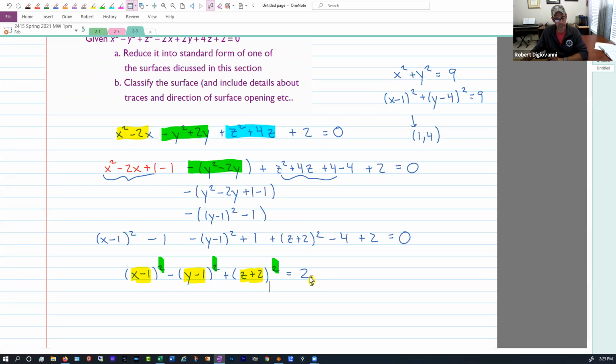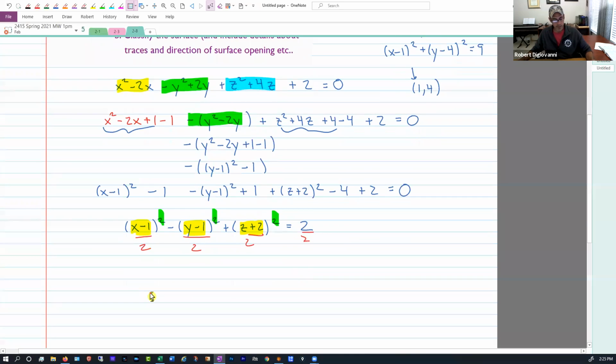What do y'all think? You just divide it all by two to get the one. Okay, so let's do that. Let's divide everything by two. Two here, two here, two here, two here. And so now we have (x minus 1) squared over, I could look at that as being root two squared, minus (y minus 1) squared over, again, root two squared, plus (z plus 2) squared over root two squared, equals one.